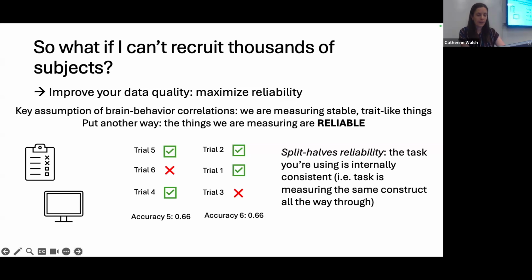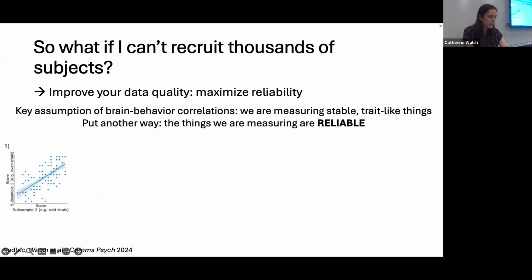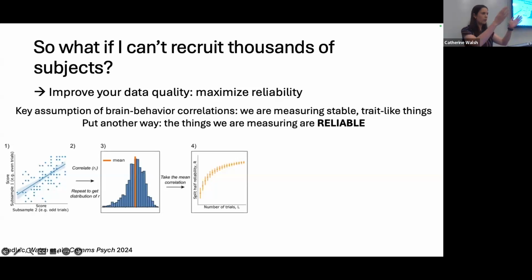One question, though, about split-half reliability is whether all tasks show acceptable levels of it. And if not, how can we figure out which tasks do? This is some work that I collaborated on, and we set out to test exactly this. We took a battery of behavioral tests and split the trials into different subsamples. We correlated the scores across these subsamples, repeated a number of times to get a distribution of the correlation of scores across subsamples. We took the mean of that distribution and repeated that across different numbers of trials. The first time we might have taken 2 trials and correlated the scores, then 5 trials, 25, 100, and so on and so forth.